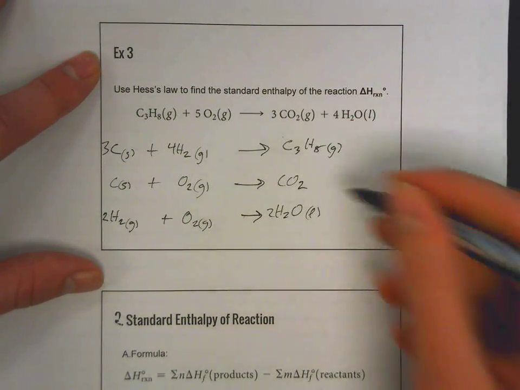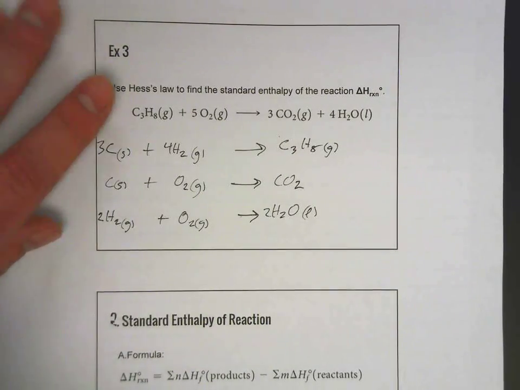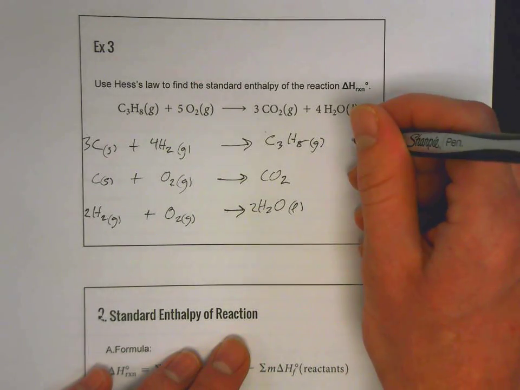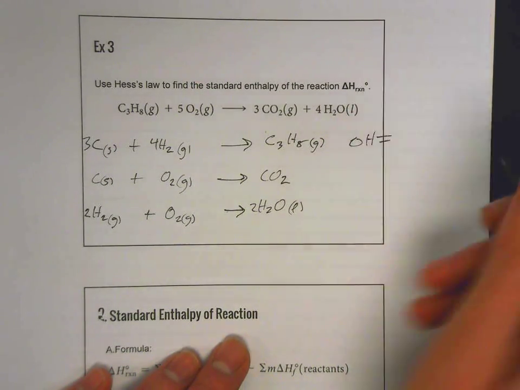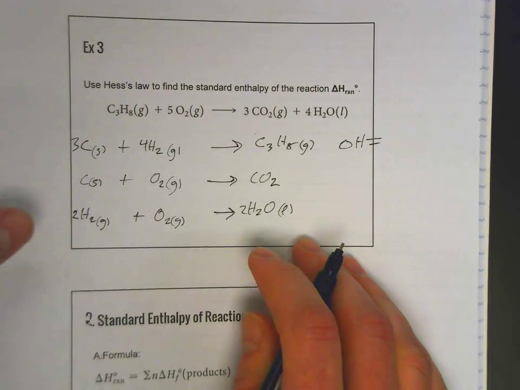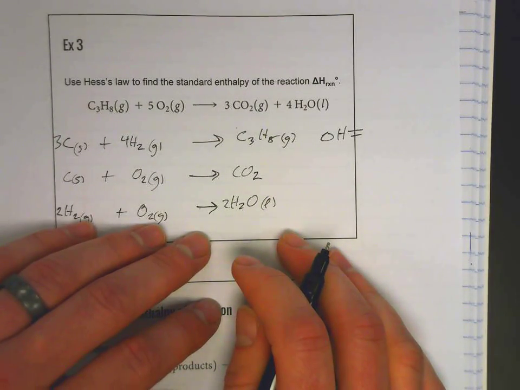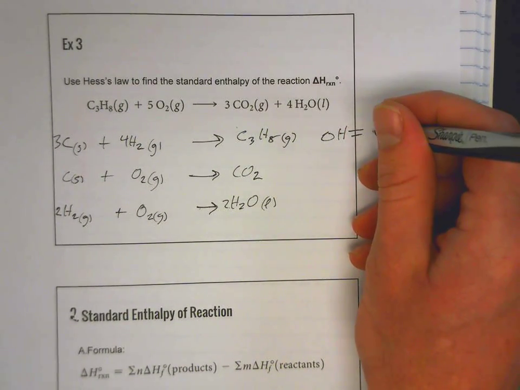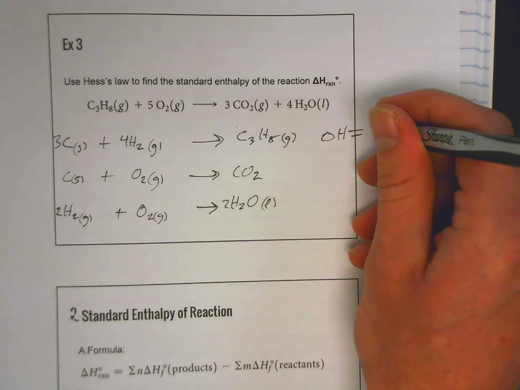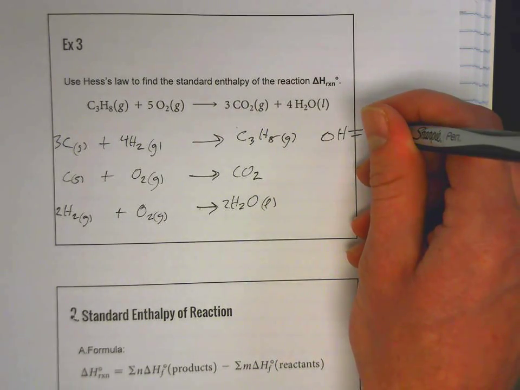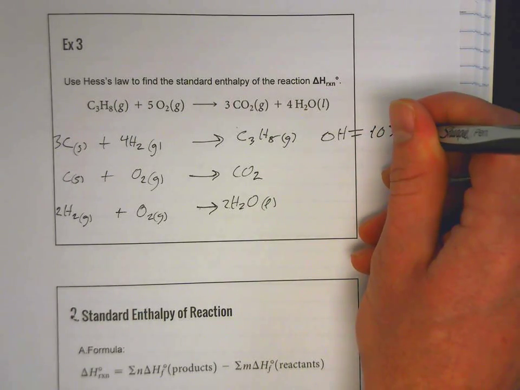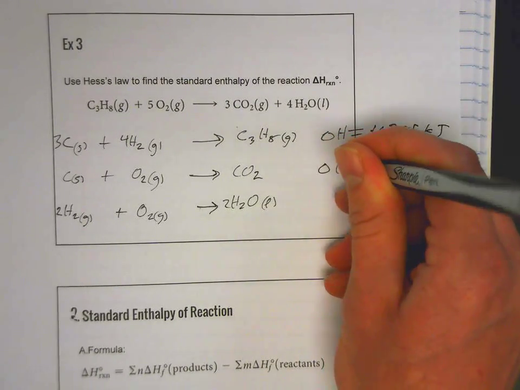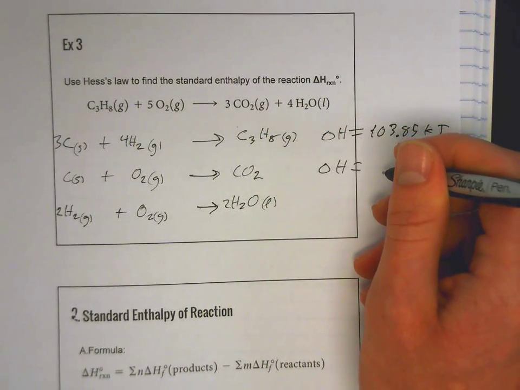So the formation of each of these has a value that's associated with it. And so the standard enthalpy of formation can be looked up for each of those. And we'll find then that for 1 mole of C3H8, that's negative 103.85 kilojoules.